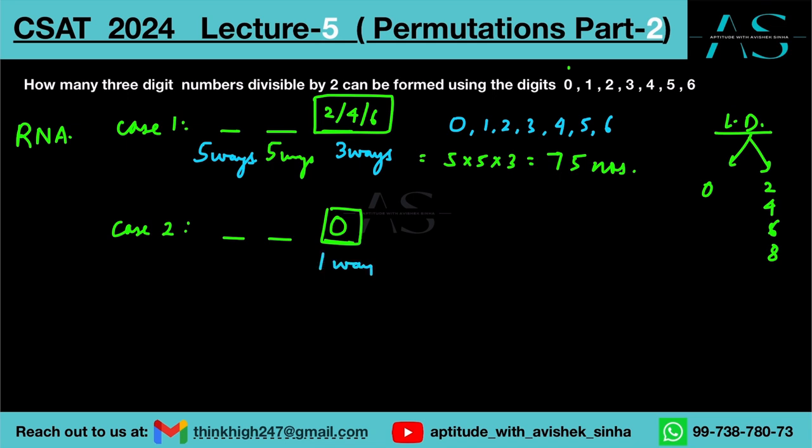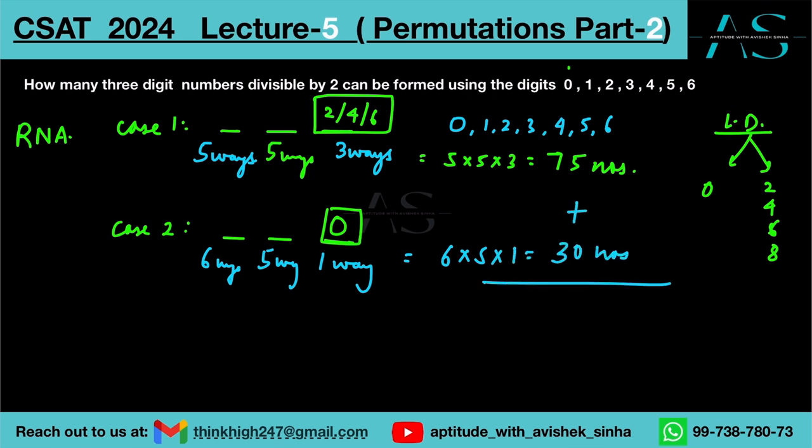So this can be done in 1 way. If this is done in 1 way, the next chair can be filled in 6 ways and the next chair can be filled in 5 ways. The final answer is always the summation of the two cases: 105 numbers. So there are 105 numbers in which the repetition of digit is not allowed.